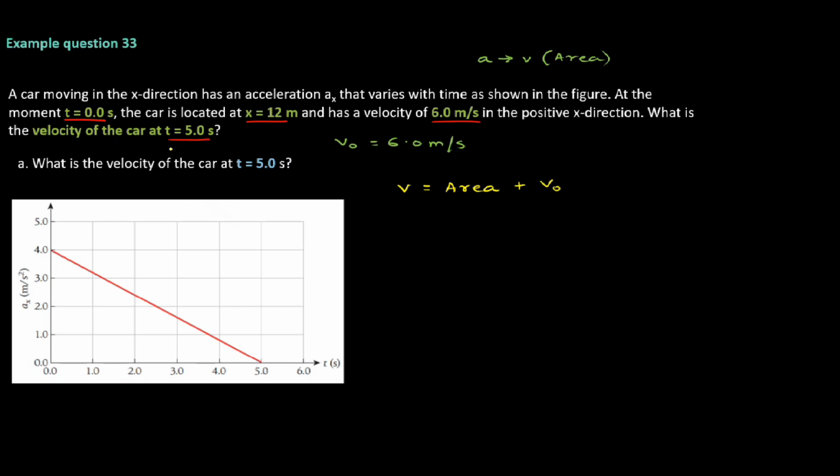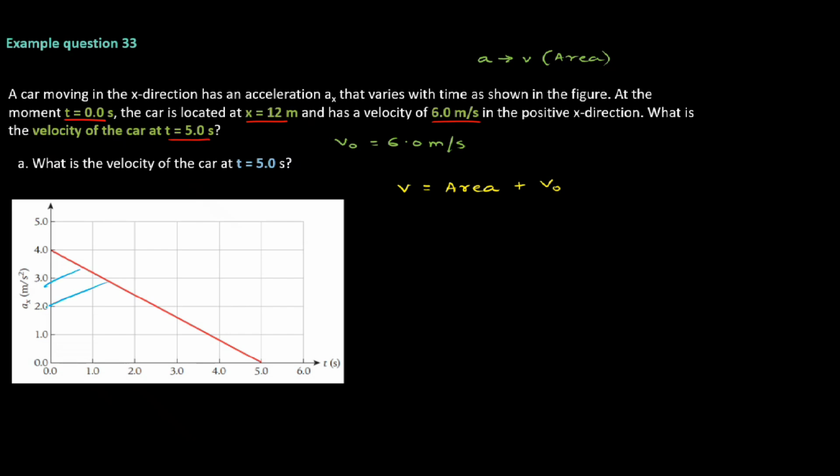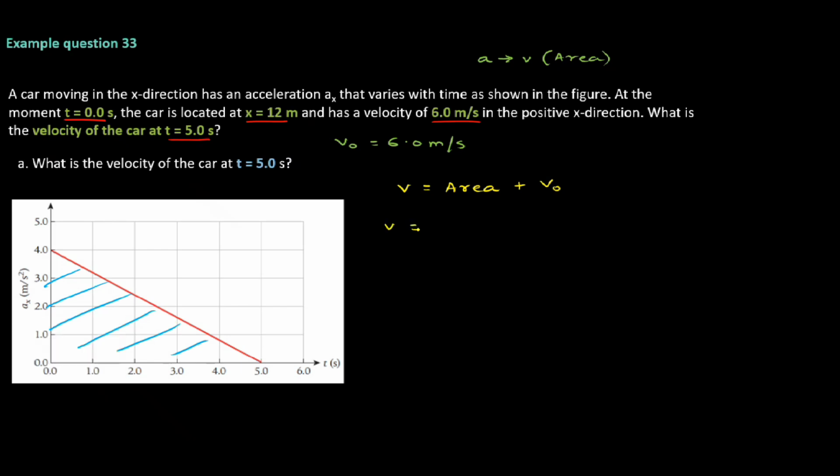Since we need to find velocity until 5 seconds, we are going to take the area under the entire region of the graph. And since this region is a triangle, I have to take the area of the triangle. So we write v equals half times base times height, plus v0. Here in this figure, base is the time axis. We are going from 0 to 5 seconds, so my base is 5, whereas height is on the acceleration axis. You're going from 0 to 4, so your height is 4.